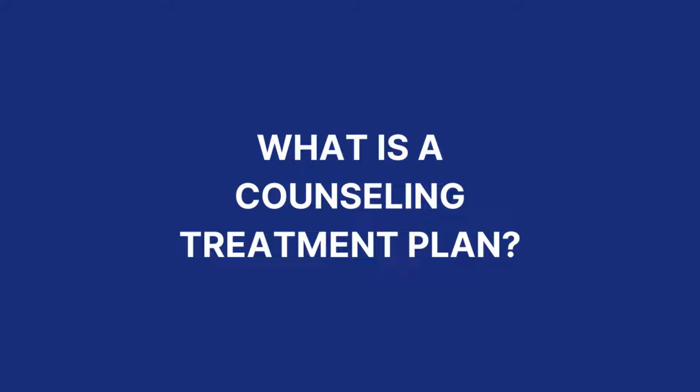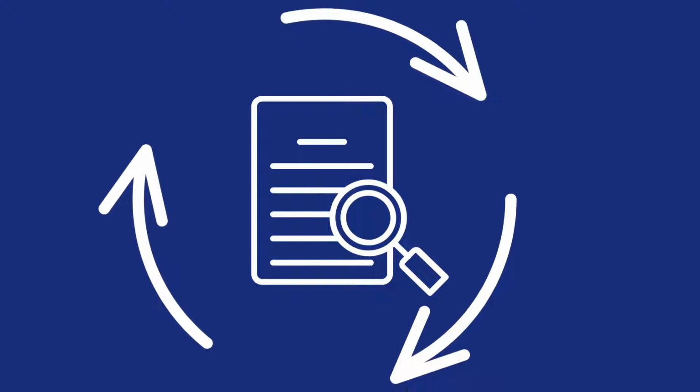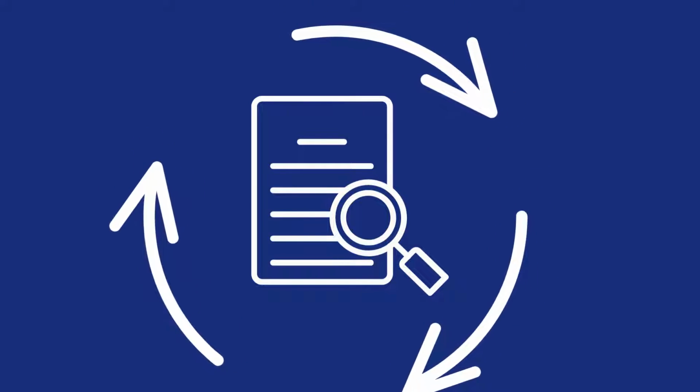So what is a counselling treatment plan? A counselling treatment plan is a document created by a counsellor and their client that outlines the client goals, strategies, and interventions. It is a living document that is reviewed and updated on a regular basis throughout the counselling process.